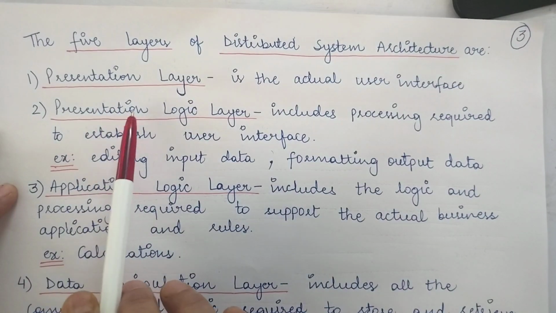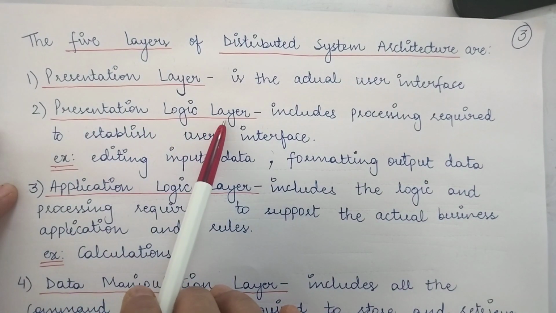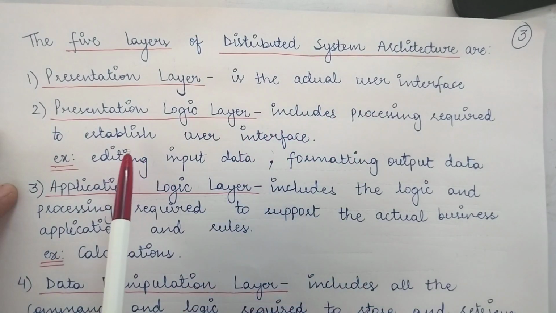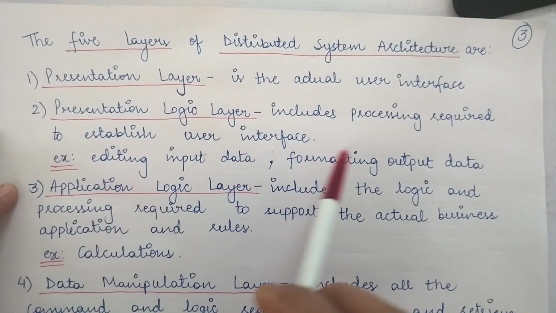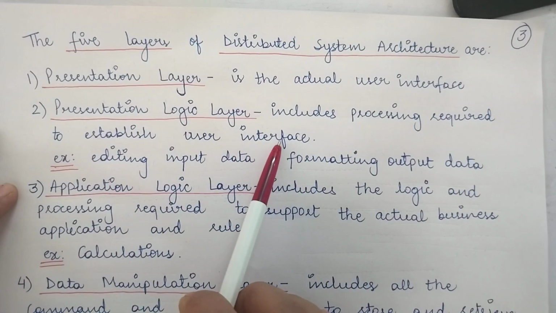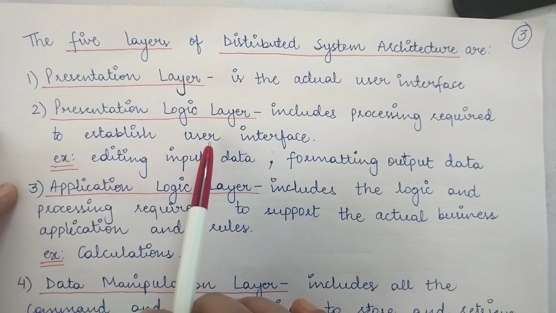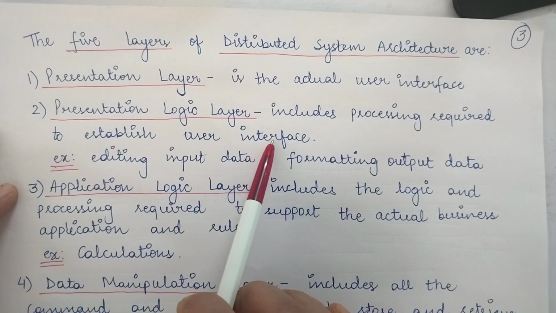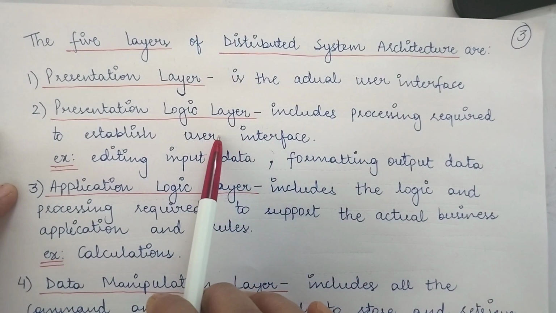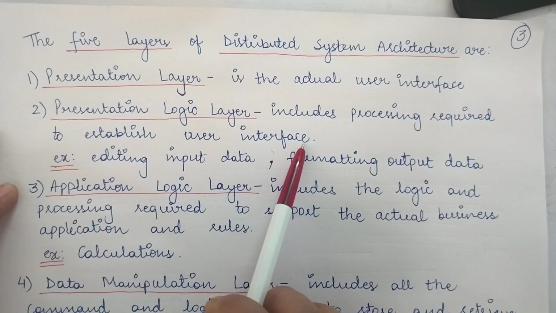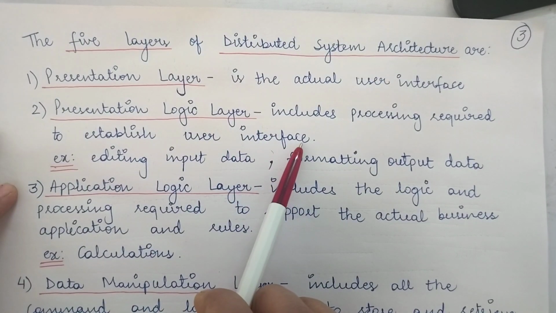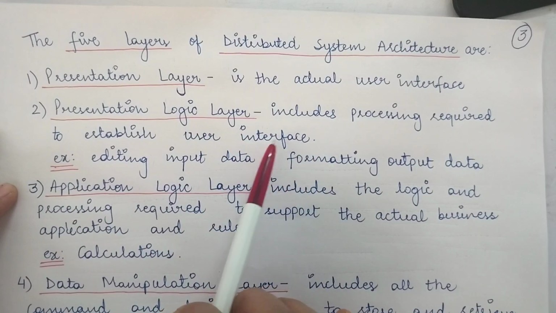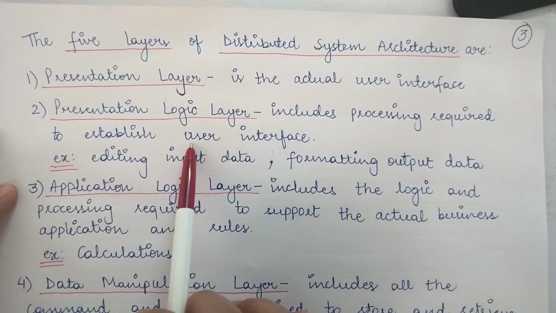The second layer is the presentation logic layer. The presentation logic layer includes the processing which is required to establish the user interface. Before you establish a user interface, you need to do the processing work. What are you doing in the user interface? You are providing communication between the end user and the system. Now, how is this communication provided? With the help of information. Whatever information you have to provide to the end user is provided through the user interface.